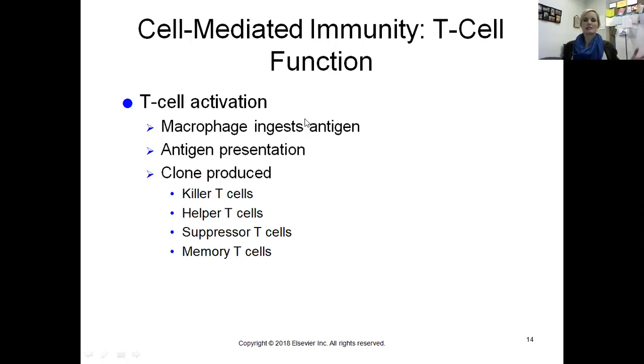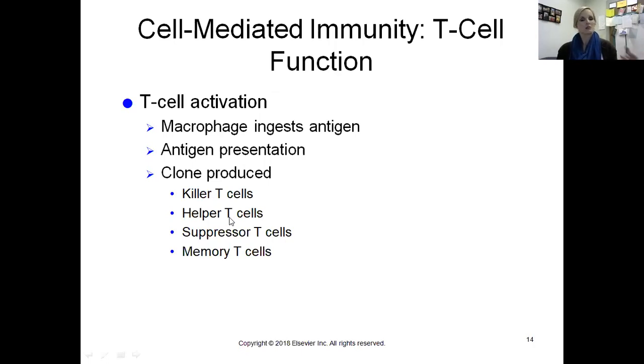So let's look at the difference between, again, cell-mediated and antibody-mediated. Cell-mediated very much uses T cells. So T cell activation: a macrophage, again, is a phagocyte. It will ingest an antigen, so it destroys it, it eats it that way. What the macrophage does is it moves the antigen towards its surface. That antigen presentation will then stimulate a cloning of these T cells, and there's different kinds of T cells. We have what's called killer T cells, which do exactly that. They're going to kill off this antigen right away. They're going to attack it.